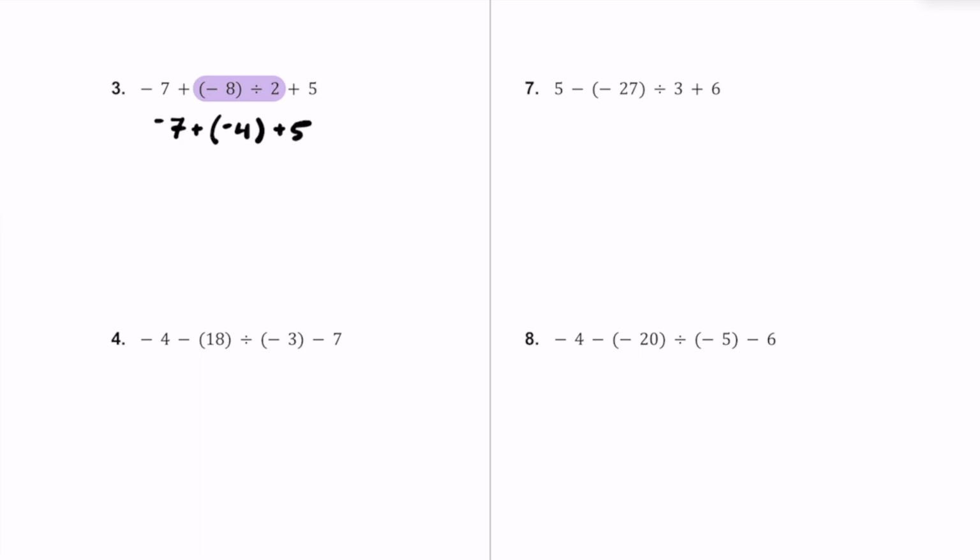We have two addition problems here, so we're just going to do the one on the left. So -7 plus -4 is going to be -11. Then -11 plus 5, that's just going to be one operation left here. So adding -11 plus 5, we're going to get -6.